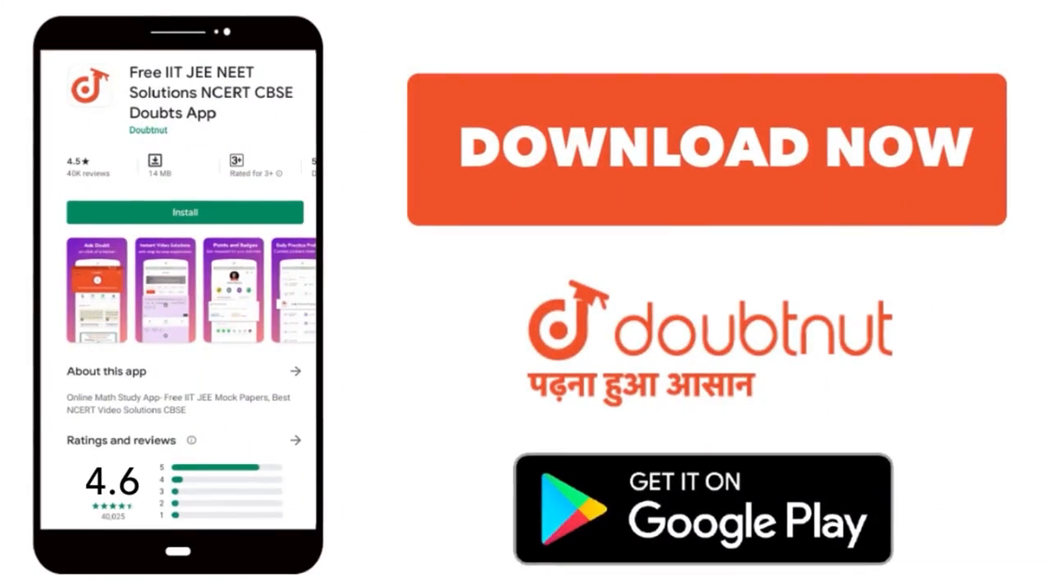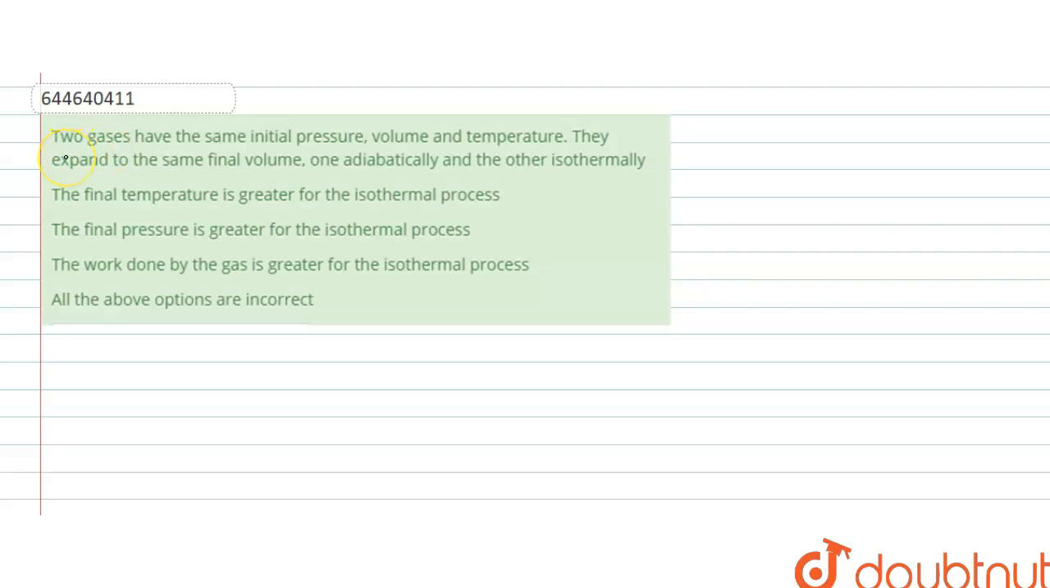Download Doubtnut app today. We have a question: two gases having the same initial pressure, volume and temperature expand to the same final volume, one adiabatically and the other isothermally. We have two gases, first adiabatic and second isothermal, with the same initial pressure, volume and temperature. We have to find out which statement is correct.